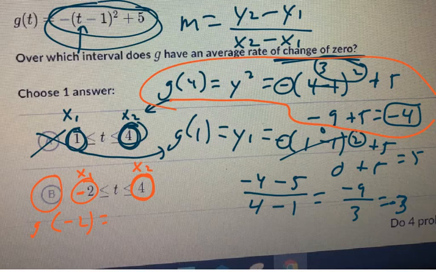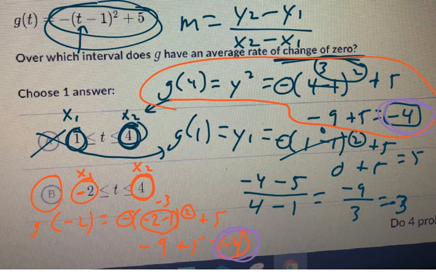So what's g of negative 2? I'm going to have negative of negative 2 minus 1 squared plus 5. Now, negative 2 minus 1, guys, is negative 3. Squared is 9. The negative makes it negative 9, plus 5 is negative 4.